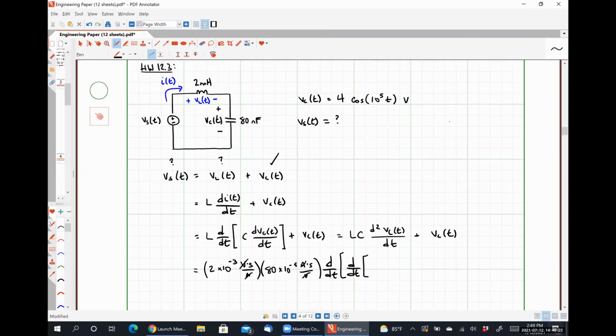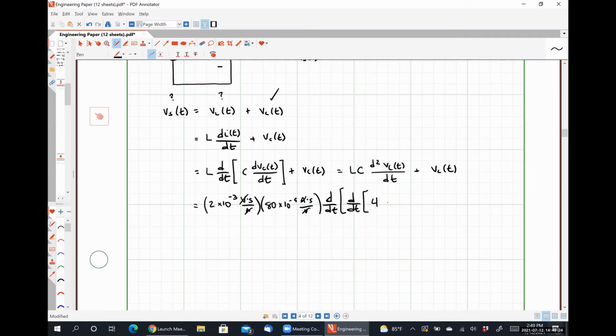Let's see, 4 cosine 10 to the 5 t volts, close that bracket, plus 4 cosine 10 to the 5 t volts. All right, so let's do this multiplication part here to make things a little less awkward.